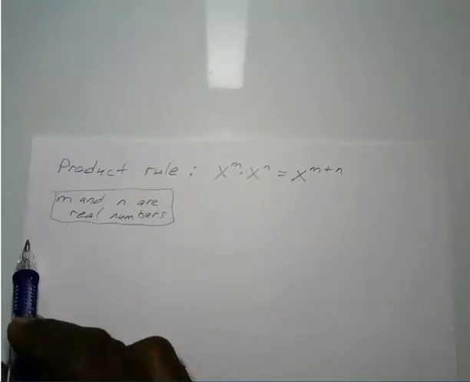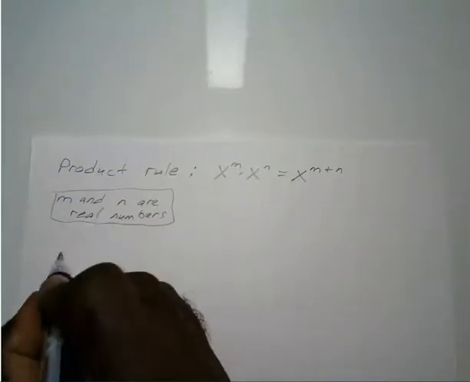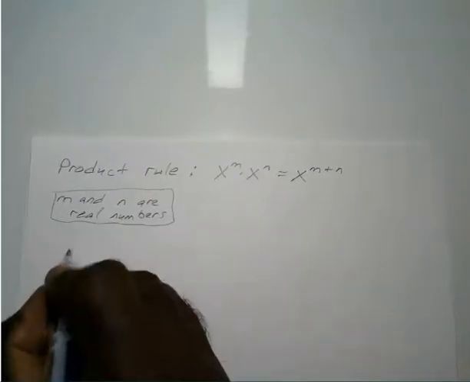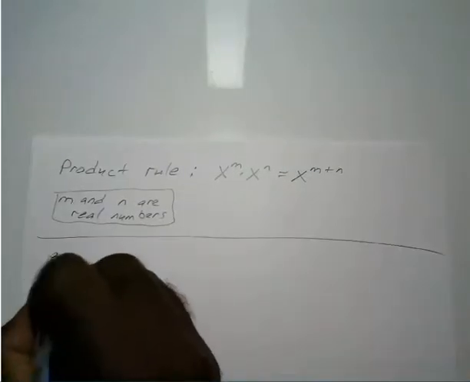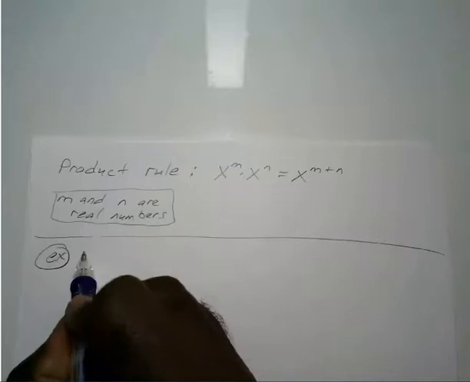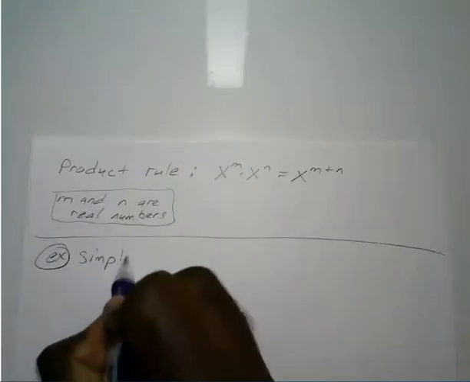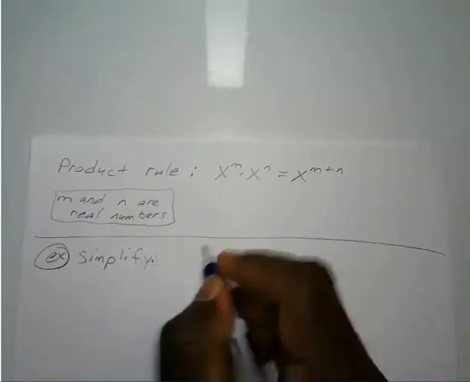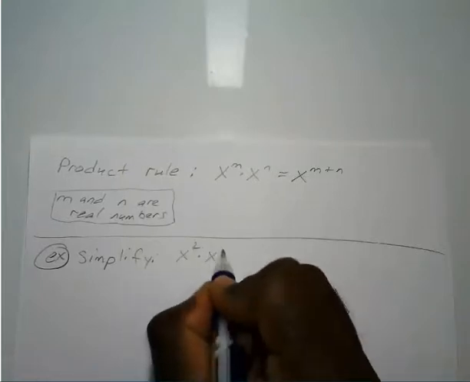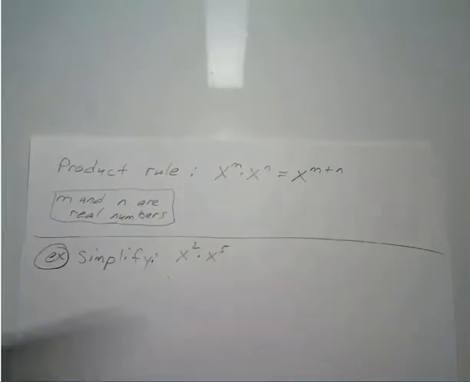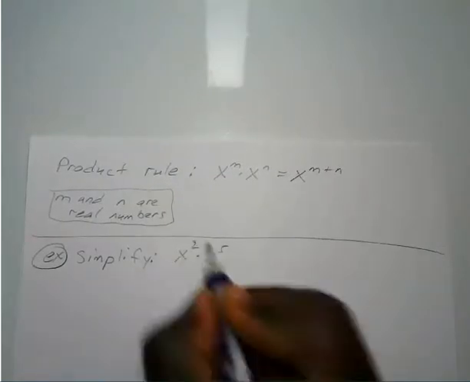Alright, so to give you an idea of how that would work, let's say, for example, we want to simplify x squared times x to the 5th power.